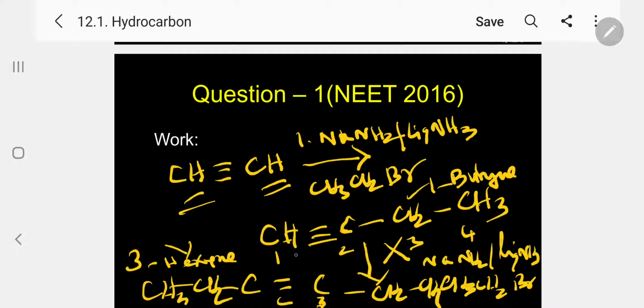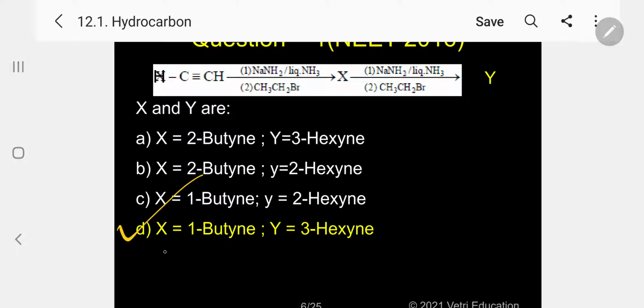In a similar way, another hydrogen is replaced, producing 3-hexene. So the first one X is 1-butene, the second Y is 3-hexene. So we will go for the options now. Kindly follow. Option D is the correct answer: 1-butene X, 3-hexene Y. Please follow. This is the correct answer.